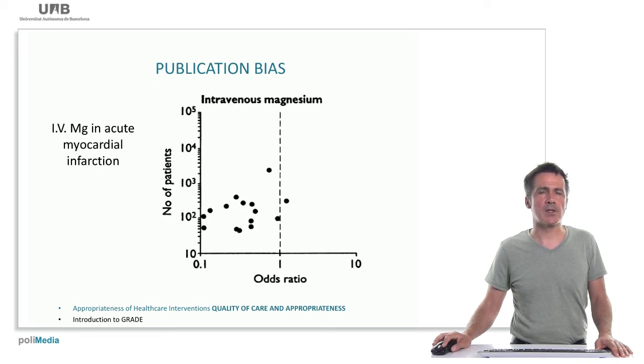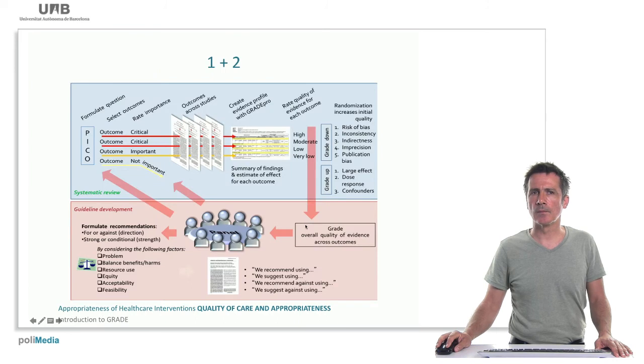For example, intravenous magnesium in myocardial infarction. This is a classic funnel plot representation. We only have positive studies, even if many of them are small in size. It is very strange that none of these small sample size studies gave opposite results to a positive result. So it is quite likely that those were never published. And that is, in a nutshell, the quality of the evidence rating, the first part of the GRADE system.